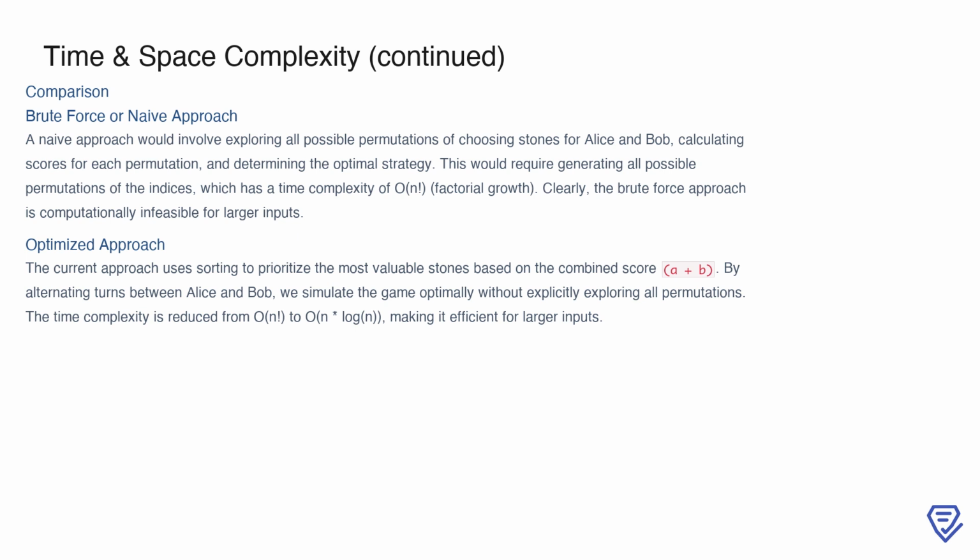Let's compare this optimized approach with a brute force or naive approach. In a naive solution, we would explore all possible permutations of the stones to determine the optimal strategy for Alice and Bob. This involves generating all permutations of the indices, which has a factorial time complexity of O(n!). Such an approach is computationally infeasible for larger inputs due to the exponential growth of factorial functions.